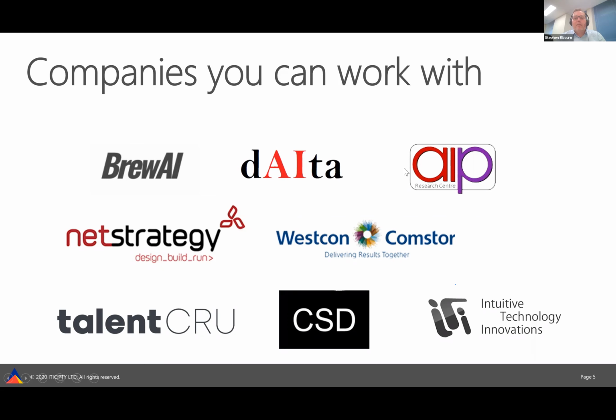Data, which is part of the group, AIP Research Centre, so this is the link between ITIC and Macquarie University. Net Strategy and Comstore, Westcon. They're both sort of networking type companies that we work with. Talent Crew gives us opportunities for short-term contracting roles. So they're a part of the Paxos group. So we do a lot of work with them where they'll engage us for, say, a 4-week or a 6-week or an 8-week period to do a specific outcome-based project. CSD and ITI, that's the cybersecurity and software development arms.